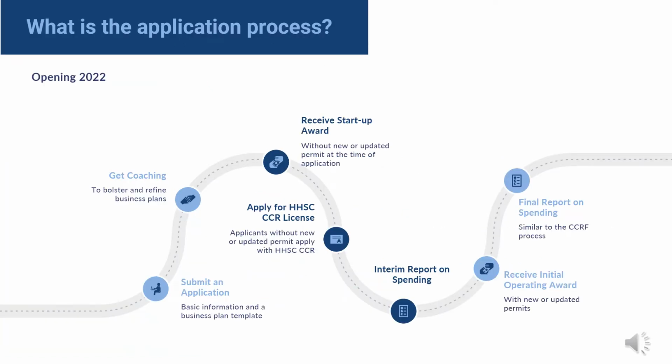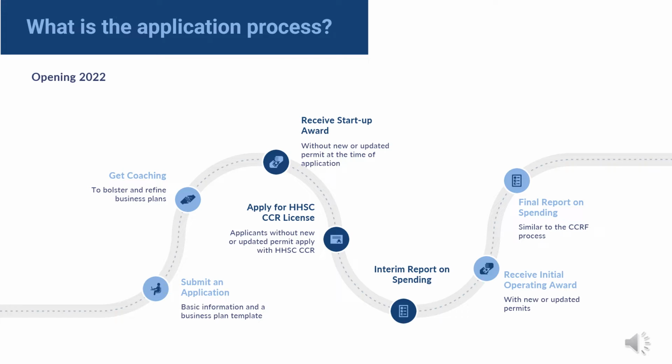What is the application process? You'll start by submitting an application with basic information and a business plan template. For those who need additional support with their business plans, they'll move to coaching to bolster and refine business plans. The next step is to receive a startup award, without a new or updated permit at time of application. Now you're able to apply for the HHSC CCR license. Applicants without a new or updated permit apply with HHSC CCR.